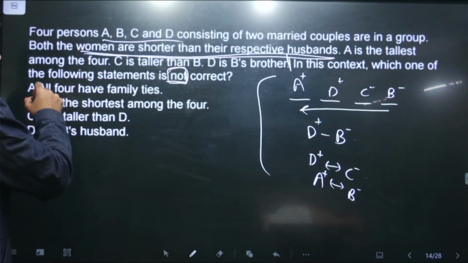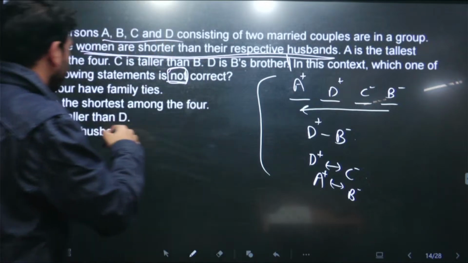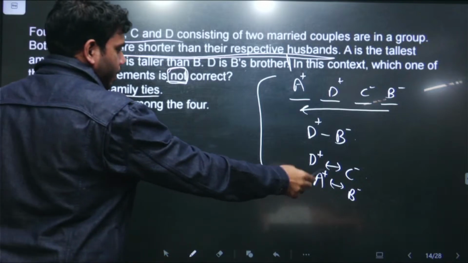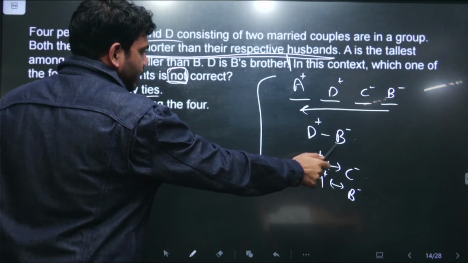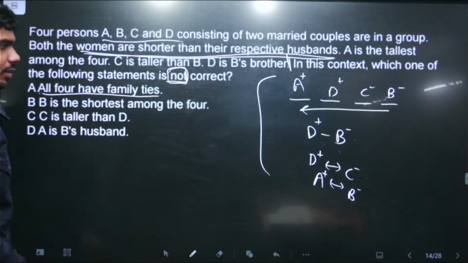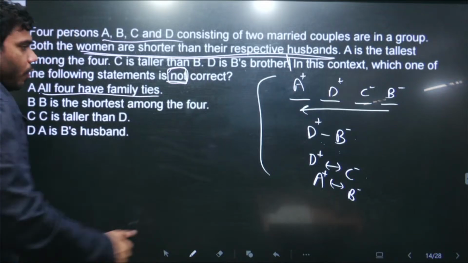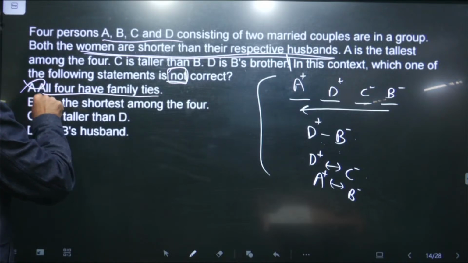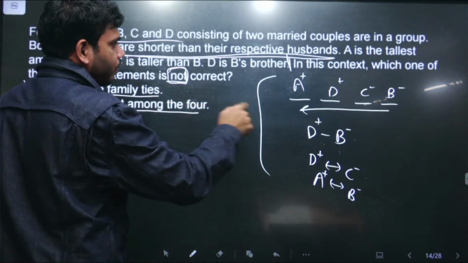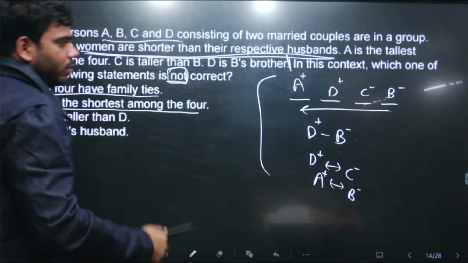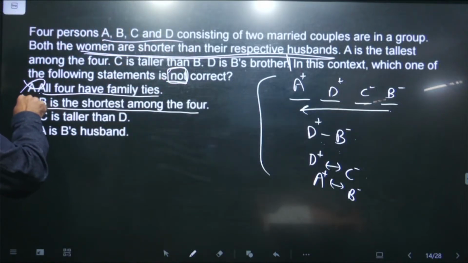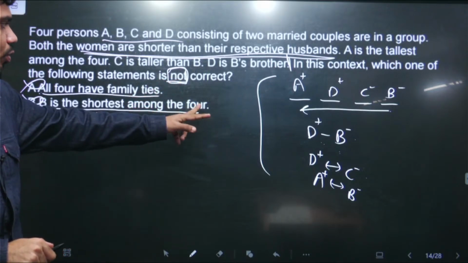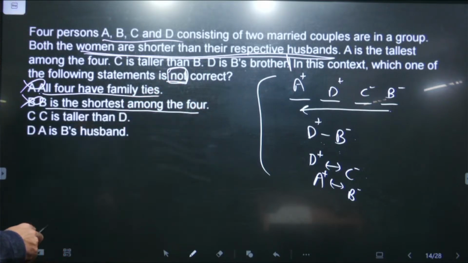So first of all he is saying all the 4 have family ties. Obviously these are wife and husband, and these 2 are brother and sister. So obviously all the 4 are related. So this statement is correct. So this cannot be the answer. B is the shortest among all the 4. See, B is on the rightmost side. So clearly B is the shortest among all the 4. So we need to find which of the following is not correct. So obviously option B is also not the answer.